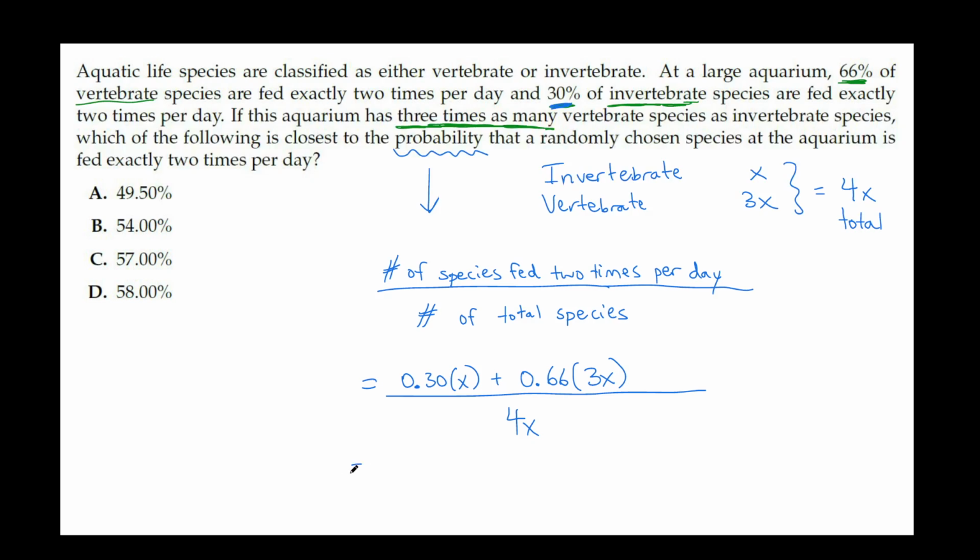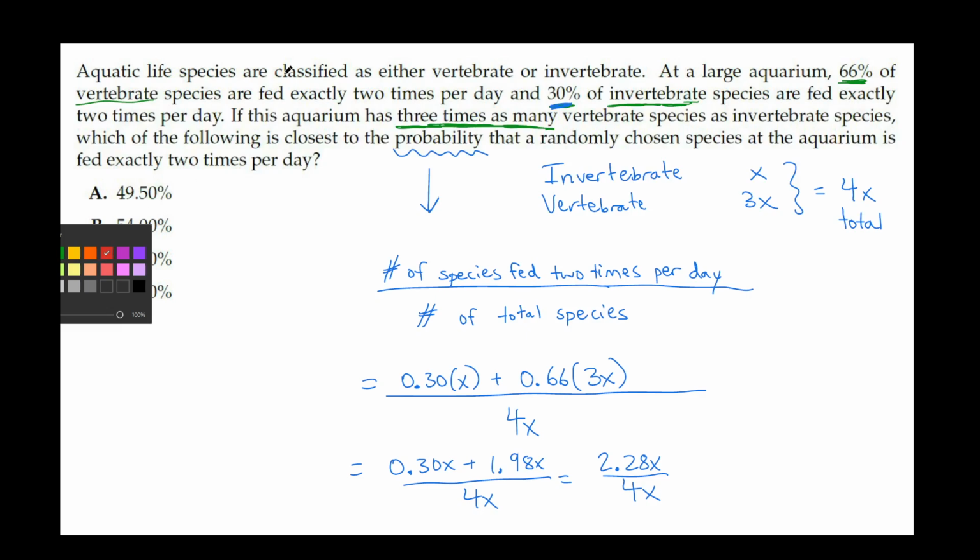If I put this all together, this ends up being 0.3X plus 1.98X over 4X. That ends up being 2.28X over 4X. And as we see, even though we didn't know what the value of X was, it doesn't actually matter. They were going to cancel out. Dividing this out, we get a value of 0.57, which is exactly equal to 57%.